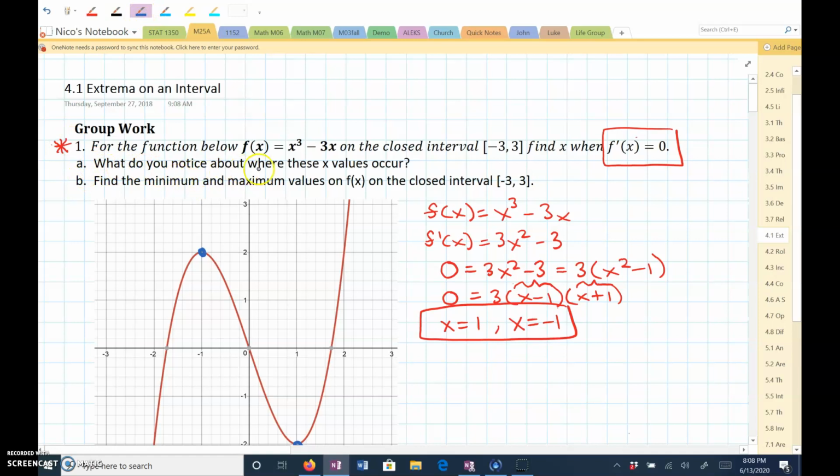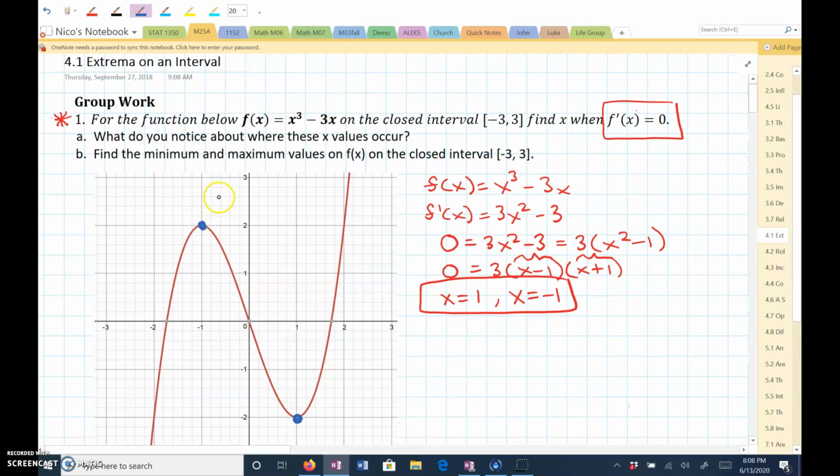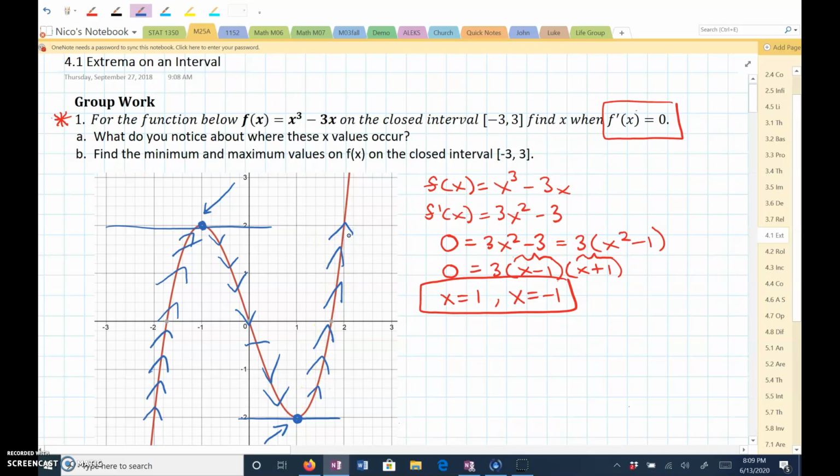Part A here, what do you notice about where these x values occur? Okay, if you look at this graph, this is where these x values occur. These are known as turning points. So the slope of the tangent line is going to equal 0 at turning points here. The slope here is increasing, and then it hits the turning point, and then the slope here is decreasing, hits the turning point, and then the slope here is increasing. Okay, so we answered that.